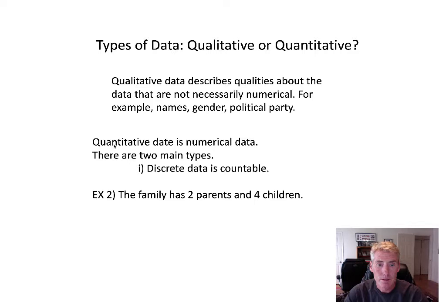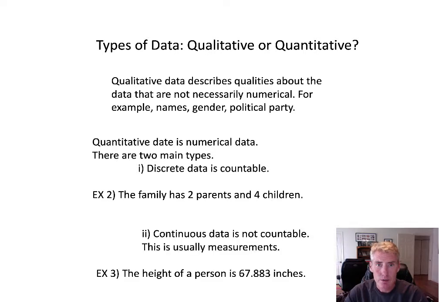And with that, there's two main types. Quantitative refers to numbers, and within numbers, there's two main types. Discrete data is countable. So if you start the statement off with "the number of," that is going to be discrete, it's countable. So this family has 2 parents and 4 children. You can count the parents, you can count the children.